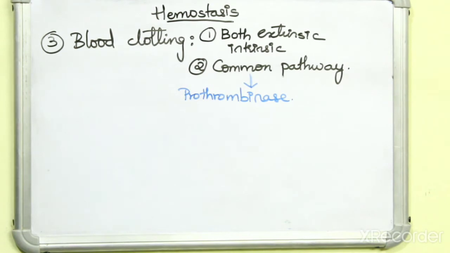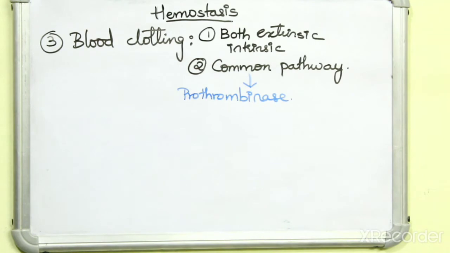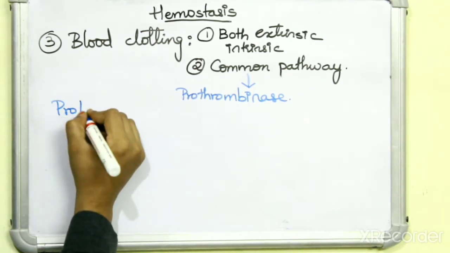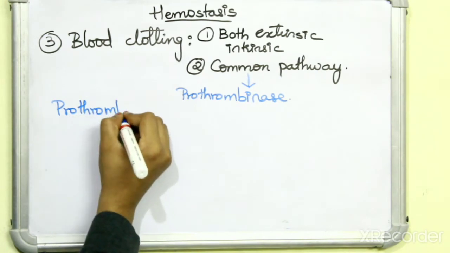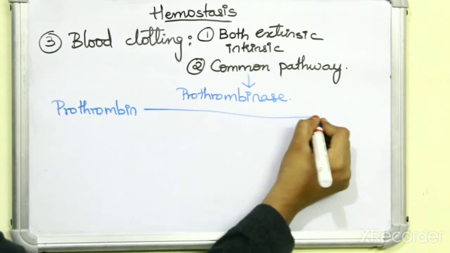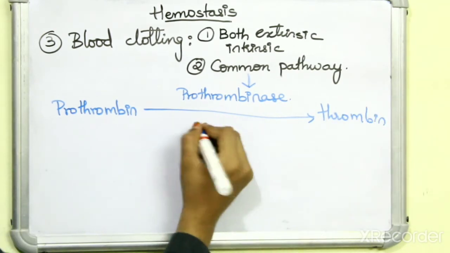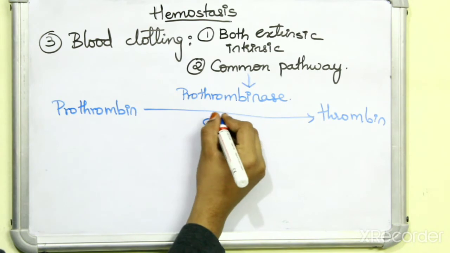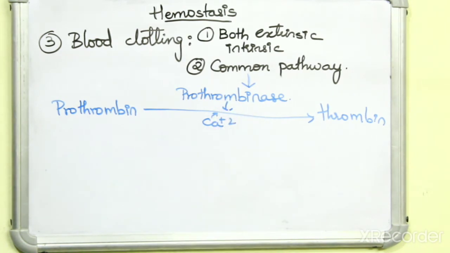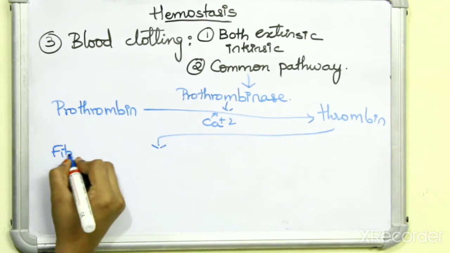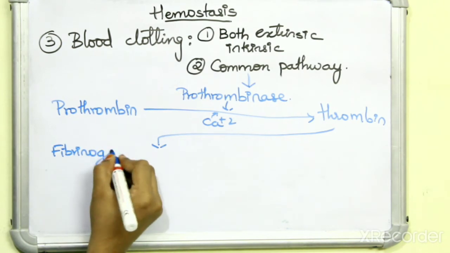Now this prothrombinase helps in the conversion of an inactive form, that is another protein present in the blood, prothrombin. Prothrombin is converted into thrombin in the presence of prothrombinase. And also remember, calcium is most important here. Now this activated thrombin again helps in the conversion of fibrinogen, which is a soluble one.